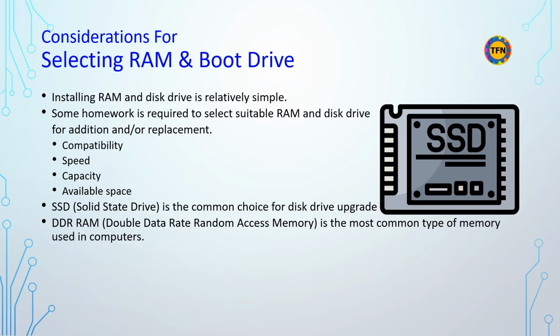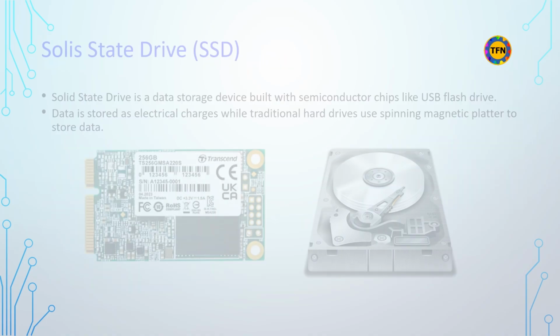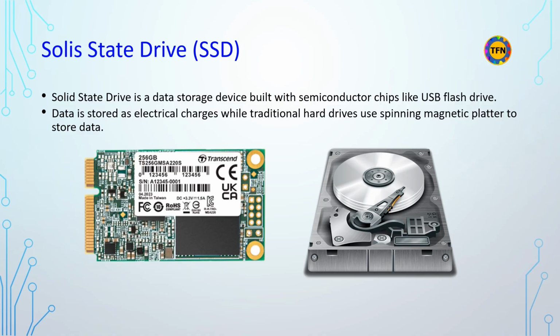Double data rate random access memory or DDR-RAM is the most common type of memory used in computers. Understanding SSD and DDR-RAM is the basic requirement for selecting SSD and RAM suitable for a PC. A solid-state drive is a data storage device built with semiconductor chips, like a USB flash drive. Data is stored as electrical charges, while traditional hard drives use spinning magnetic platters to store data.